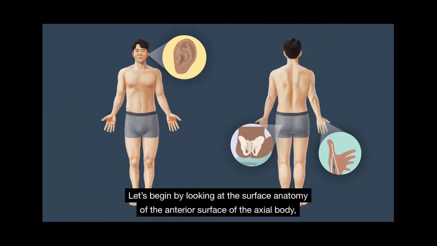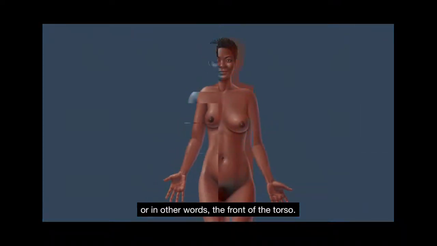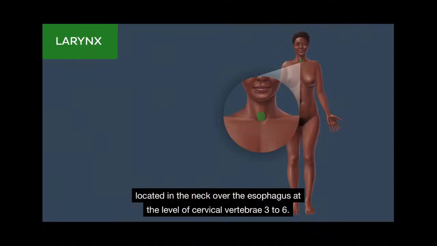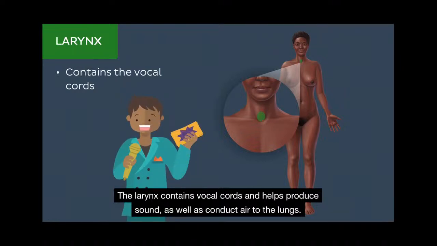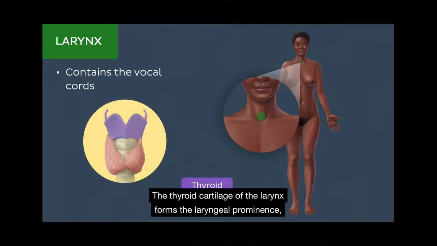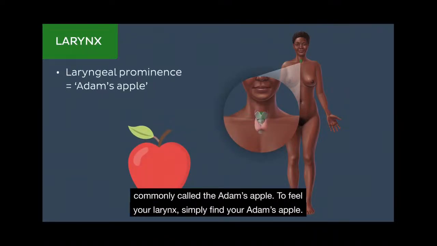Let's begin by looking at the surface anatomy of the anterior surface of the axial body, or in other words, the front of the torso. Our first landmark is the larynx, or voice box, located in the neck over the esophagus at the level of cervical vertebrae 3 to 6. The larynx contains vocal cords and helps produce sound as well as conduct air to the lungs. The thyroid cartilage of the larynx forms the laryngeal prominence, commonly called the Adam's apple. To feel your larynx, simply find your Adam's apple.